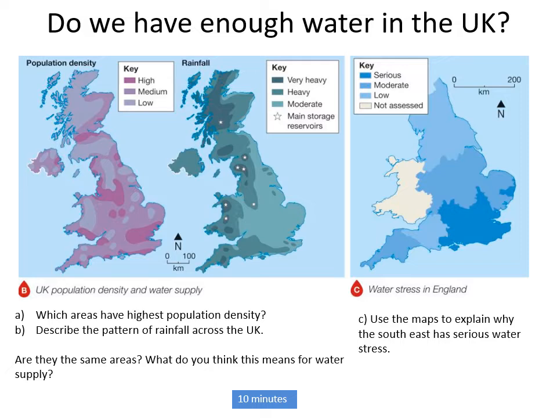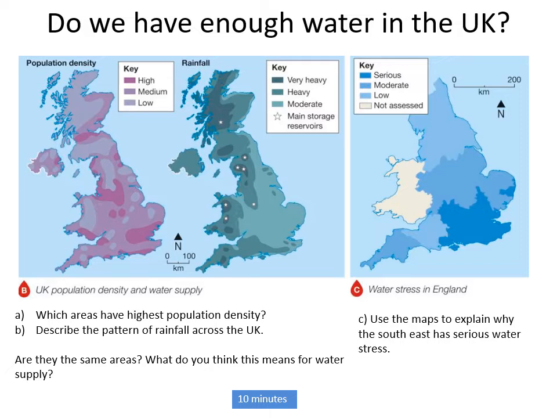Okay, so let's answer this question. Do we have enough water in the UK? You've got 2 maps on the left with questions A and B, and the map on the right with question C. So first of all, look at the population density map on the left. Look at the key and answer the question, which areas have the highest population density? Then move on to B, describe the pattern of rainfall across the UK. There should be a very clear pattern when you look at it using compass directions. So write about that. Then have a think, are they the same areas? What do you think this means for water supply?